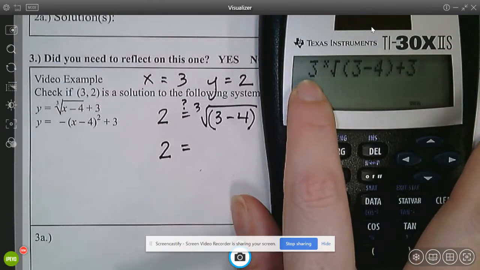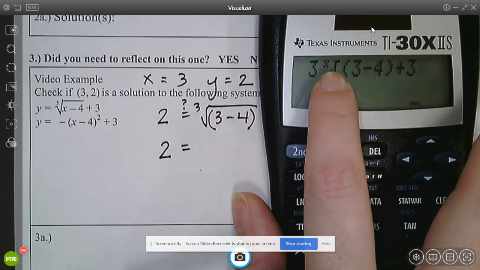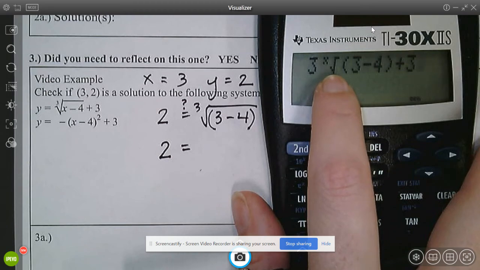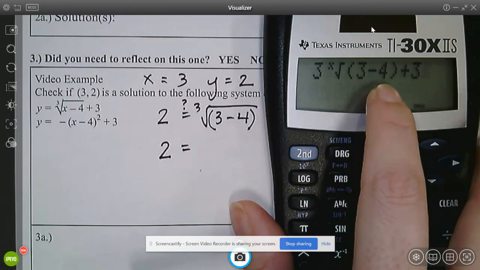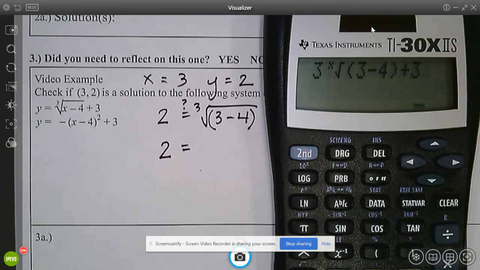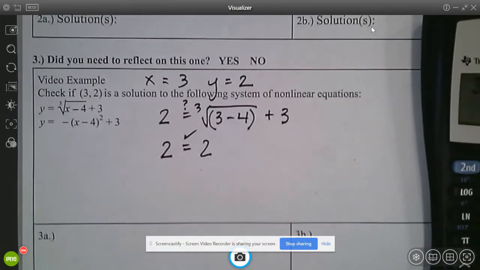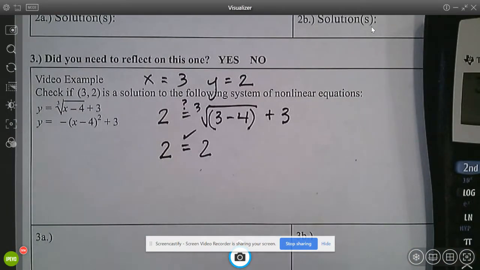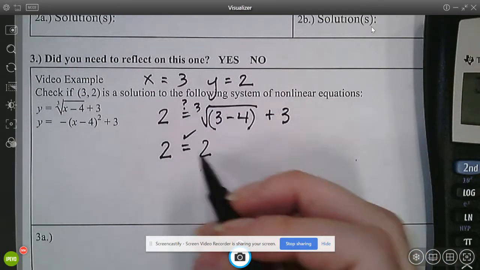So again, the 3 here, that's your cube root. Then this is the radical sign. And the one with the little baby x on it, we're going to use for cube root. I had to enter those parentheses to show what's under the radical, and then I've got the plus 3 after it. So that gave me a 2. So that worked. That tells me that 3, 2 is on this graph if I were to graph it.